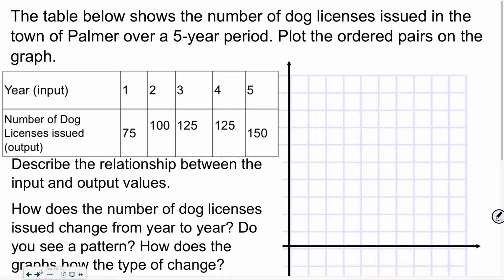Do I have a constant slope? No, because why not? What's happening? What year breaks that constant slope? Yeah, the fourth year. I don't add in another 25.